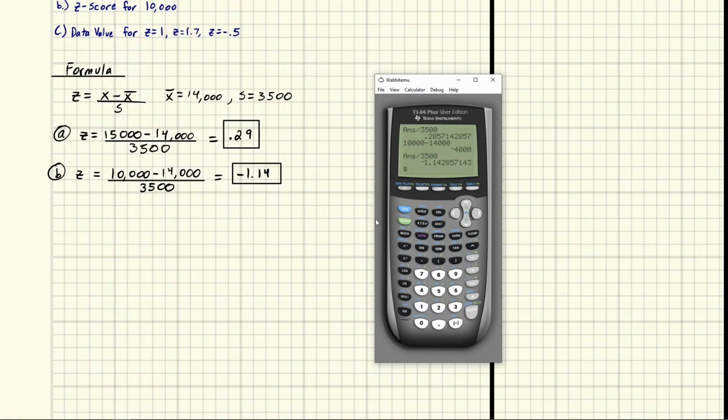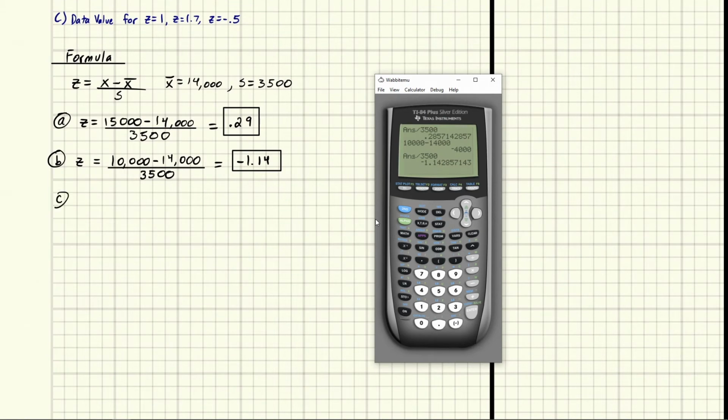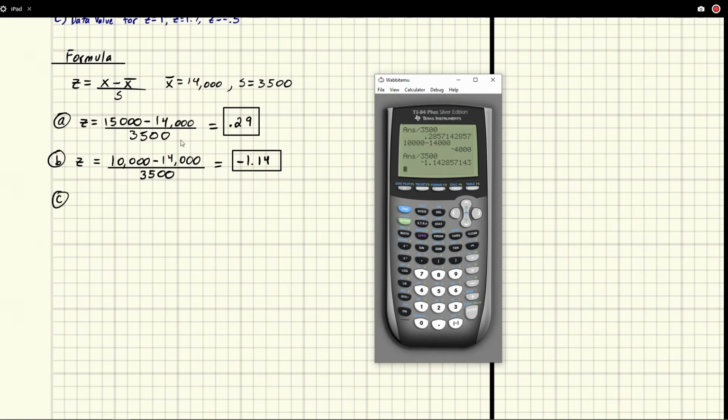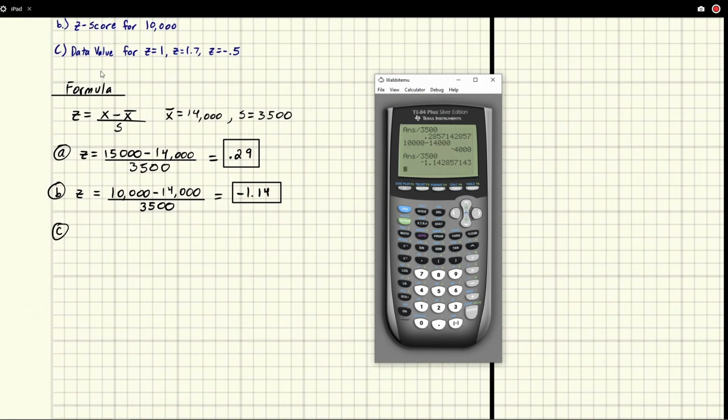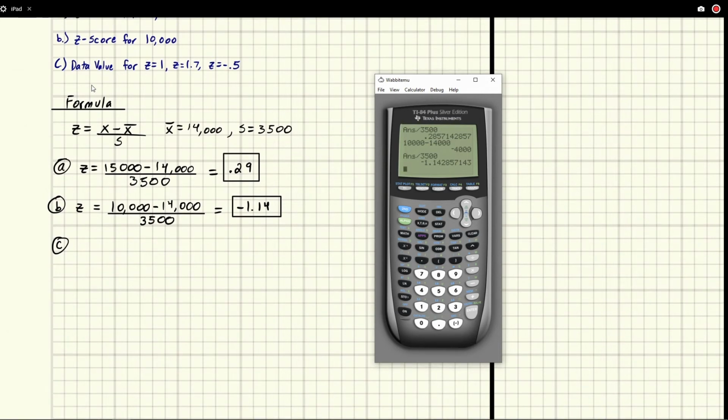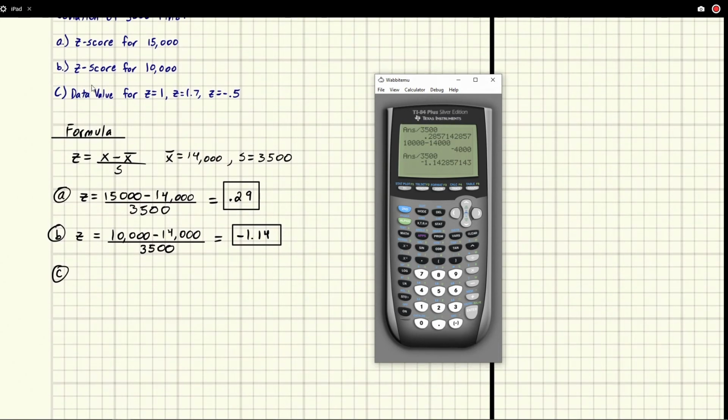So, okay, doing that, let's go on to C. So C is a bit different. They want the data value. Let me move this down. The data value for z equals 1, z equals 1.7, and z equals negative 0.5. So this one, we're given a z-score, and they want us to produce an x. So recall that the formula for the data values, we need a formula that has x equals.